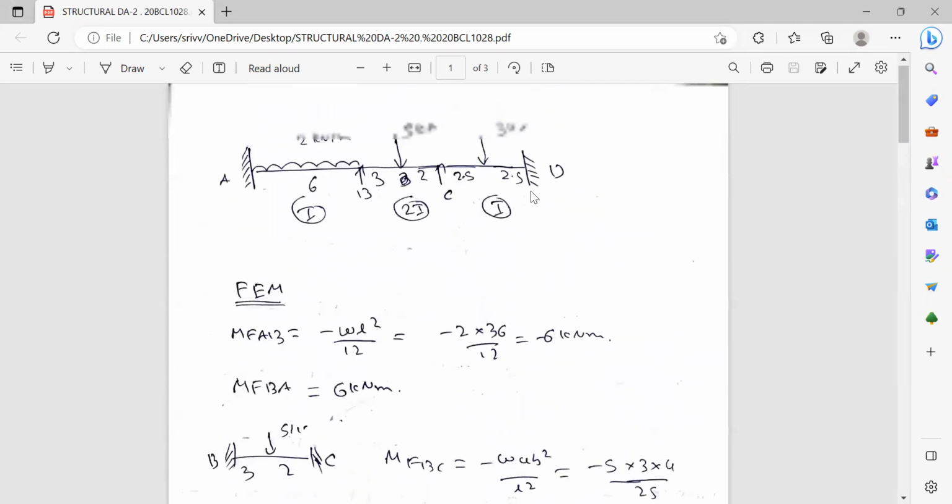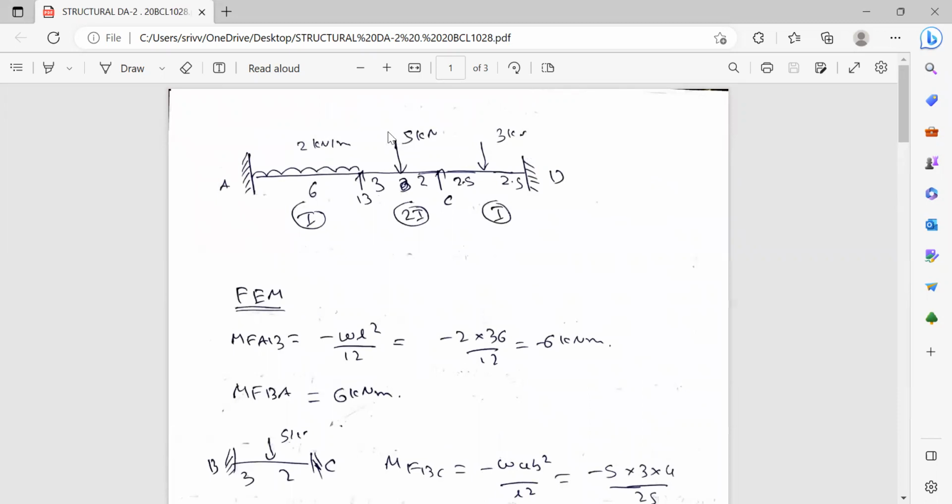It is minus because we're taking from A to B, which is in anti-clockwise direction. So it is negative. So from B to A, it would be positive as it is in clockwise direction.